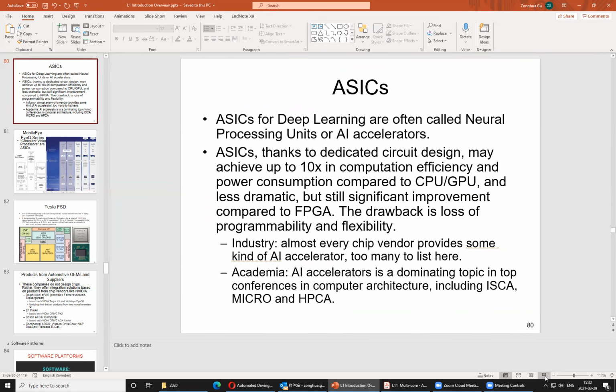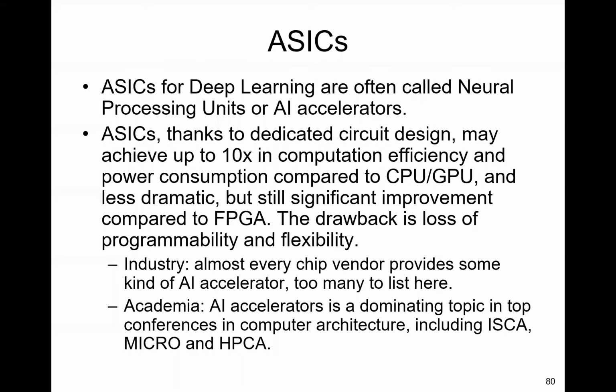So ASICs for deep learning are often called neural processing units or AI accelerators. Thanks to a dedicated circuit design, they may achieve up to 10 times improvement in computation efficiency and power consumption compared to a CPU or a GPU, and a less dramatic but still significant improvement compared to FPGA. The drawback is loss of programmability and flexibility. In industry, almost every chip vendor provides some kind of AI accelerator, too many to list. In academia, AI accelerators are a dominating topic in top conferences in computer architecture.